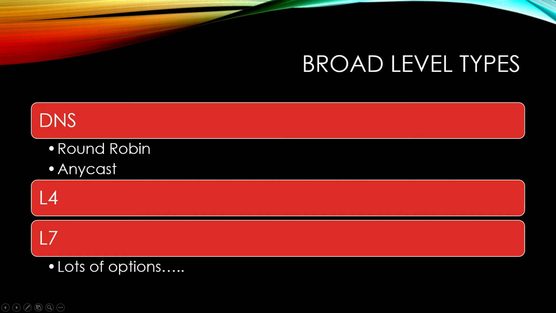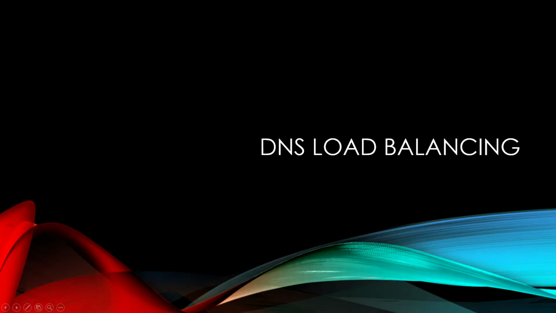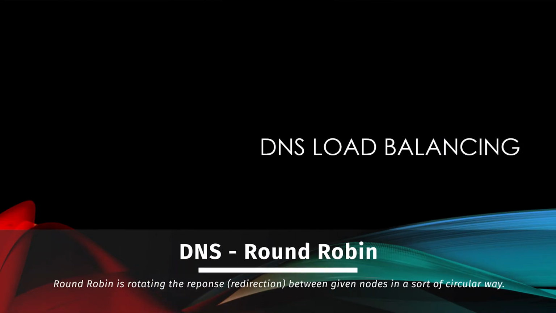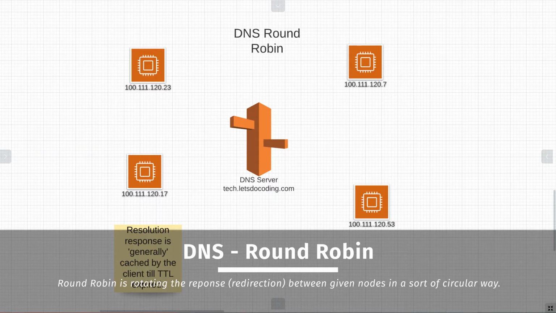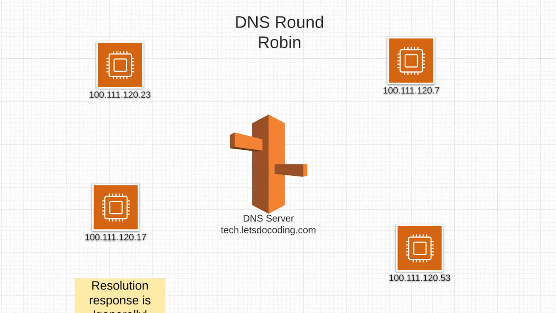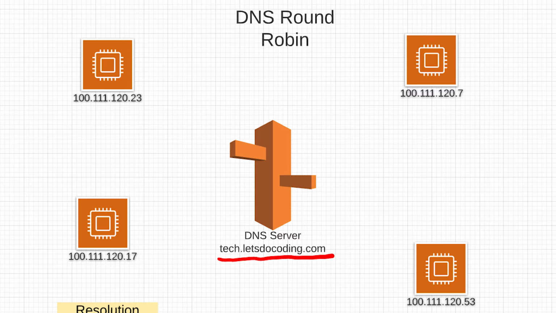Let's move forward. The first part that we are going to see is DNS based load balancing. And to understand the round robin based approach, I'll quickly move back to my diagram. What we have over here is a DNS server that is serving a domain tech.letsdocoding.com, and there are different machines or application servers that are running and that can serve these requests. These servers can all receive these requests and handle them, and we have them to handle increased loads.